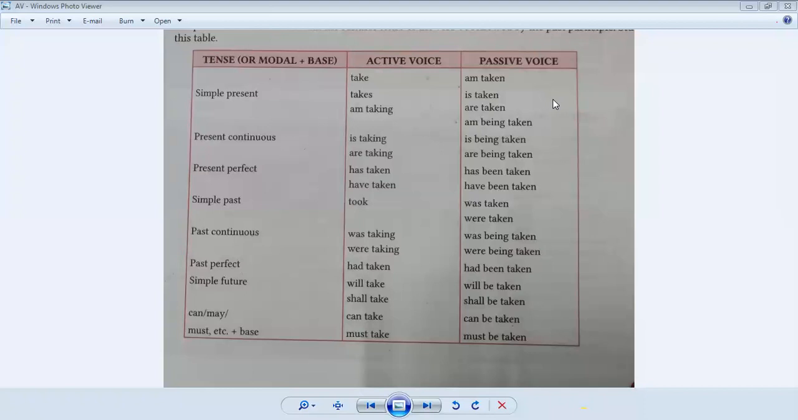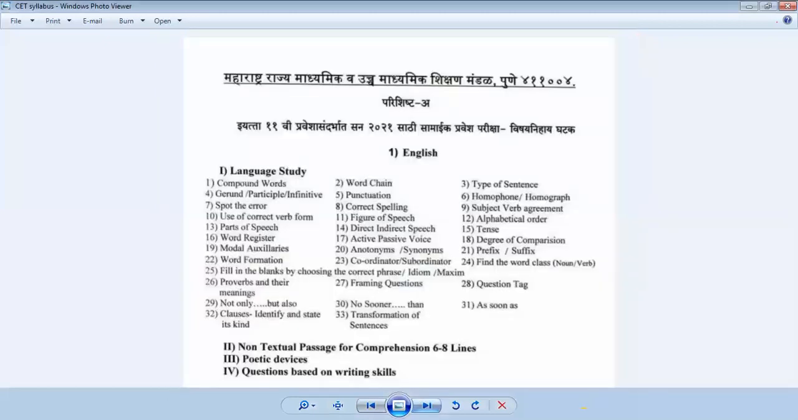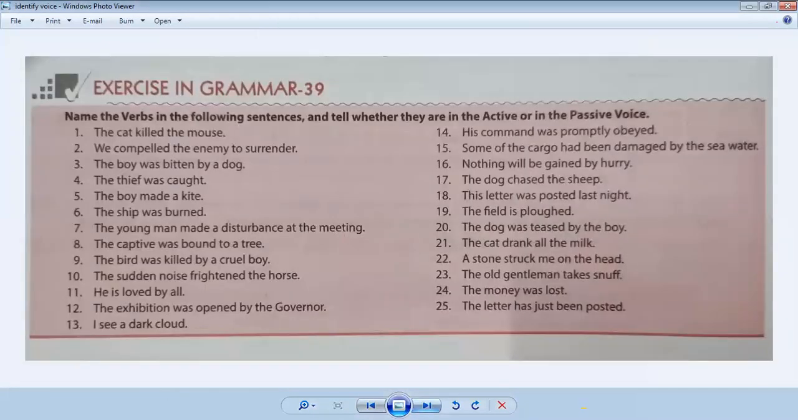Okay. Now, how are you going to identify which is the active voice and which is the passive voice? You have to understand why we are calling any particular sentence an active sentence or a passive sentence. Okay, I'm going to give you the same exercise. I'll take a few examples, then you'll understand. Can you see this exercise number 39?